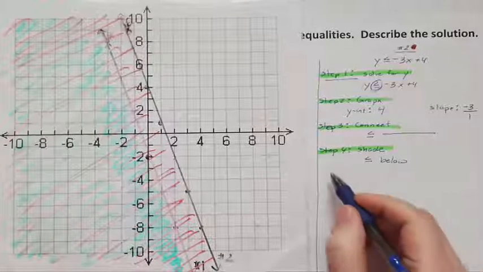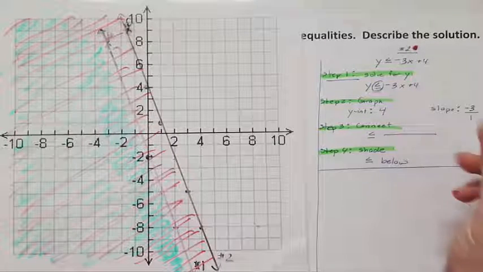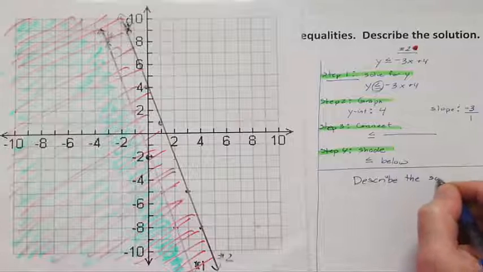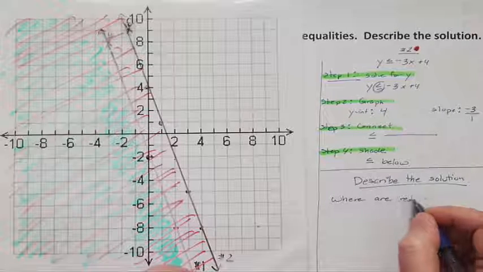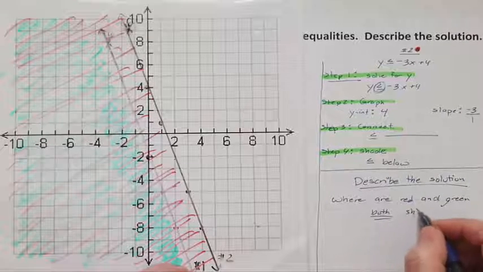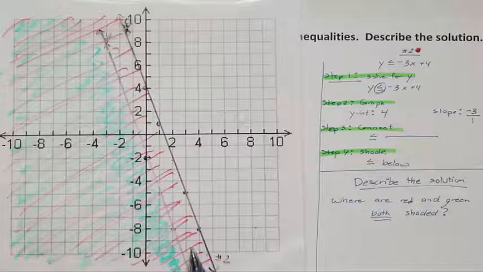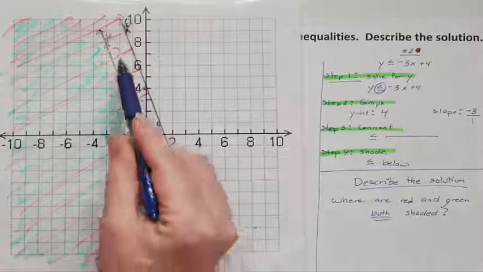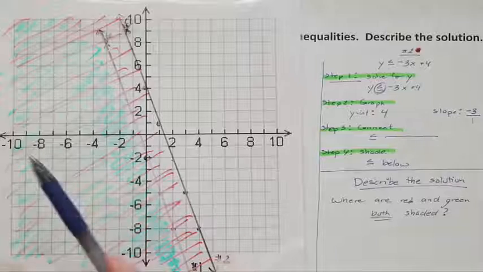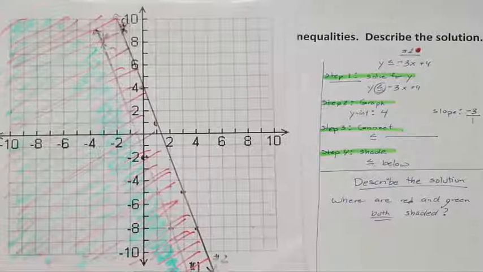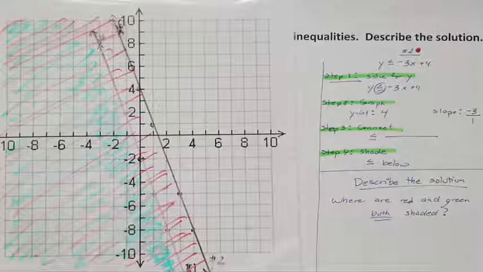So the final answer is supposed to be describe the solution. So we're looking for where both red and green are both shaded. I see that only red is shaded right here. The only times we have red and green is below line number 1. So what are the solutions to this system?